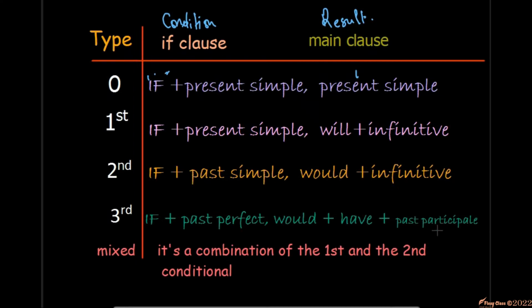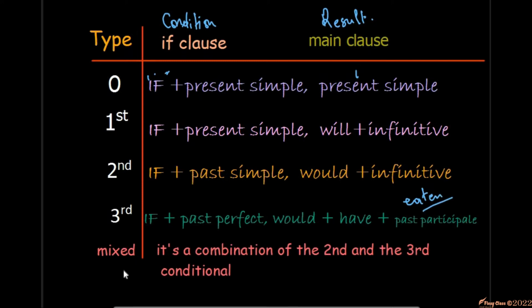This is why I tell you, you must memorize the past participles of irregular verbs. For example, eaten: we would have eaten, the past participle of the verb. And the mixed conditionals are the combination of the second and the third conditional. So the combination of these two is the mixed conditional. These are the forms of all the conditionals.